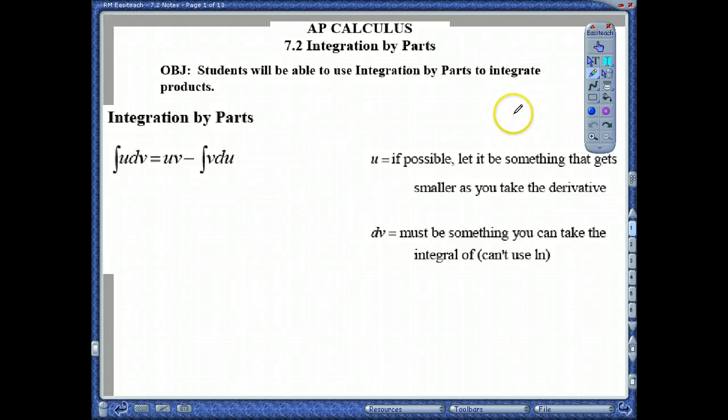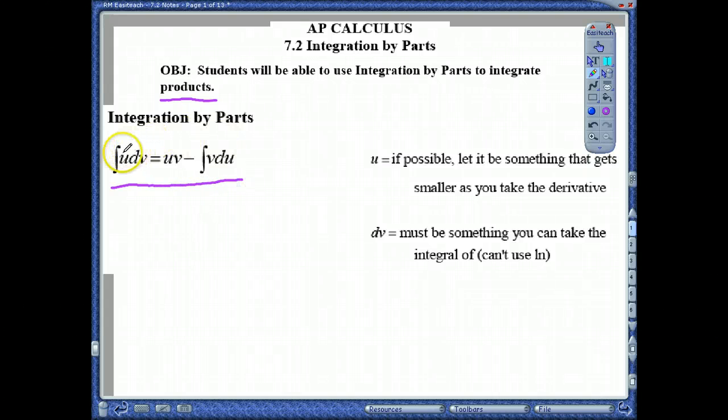Hello and welcome to 7.2, which is integration by parts. Now, integration by parts is going to help us integrate products where U substitution is just not going to be enough. Now, this is the formula, so to speak, for the integration by parts.